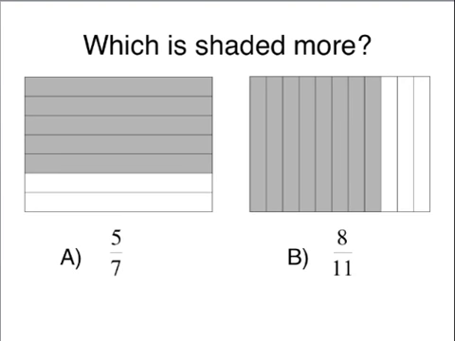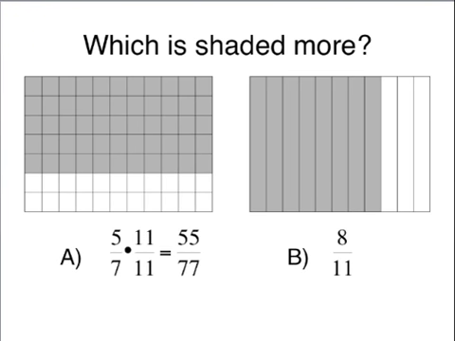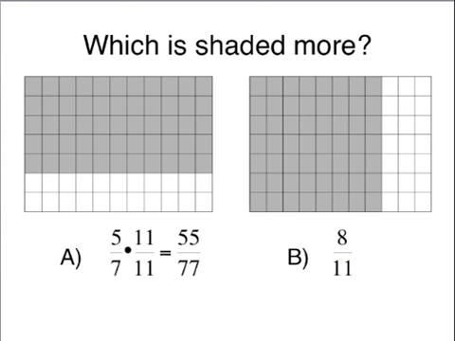So back to our harder problem. We'll multiply the number of regions in A by 11, because B is in 11ths. We'll multiply the number of regions in B by 7, because A is in 7ths.